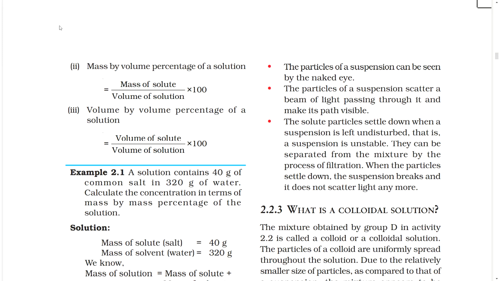Example 2.1. A solution contains 40 gram of common salt in 320 gram of water. Calculate the concentration in terms of mass by mass percentage of the solution.